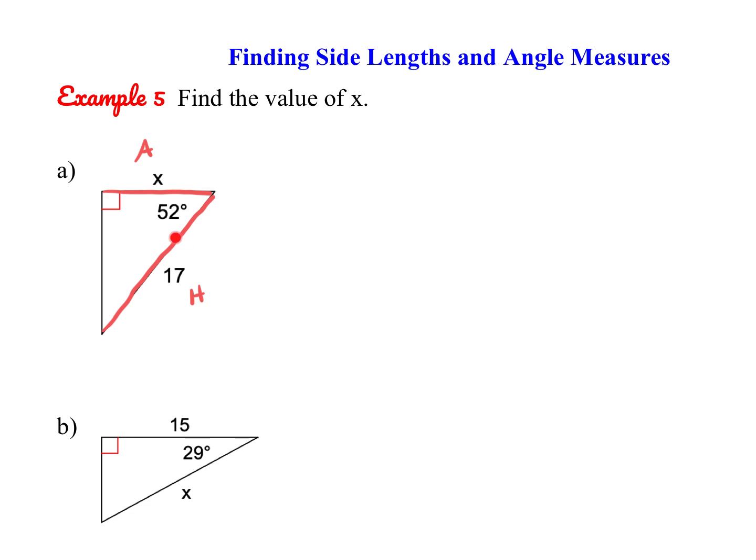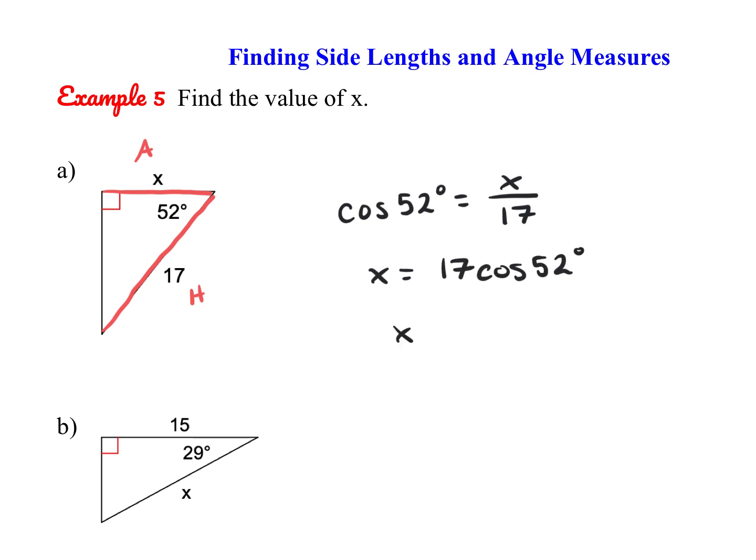So here I'm asking myself, well, which trig function uses adjacent and hypotenuse? And I know that would be cosine. So I can set up an equation that says cosine of 52 degrees equals x over 17. Now all I need to do is solve for x. So I'll multiply both sides by 17.